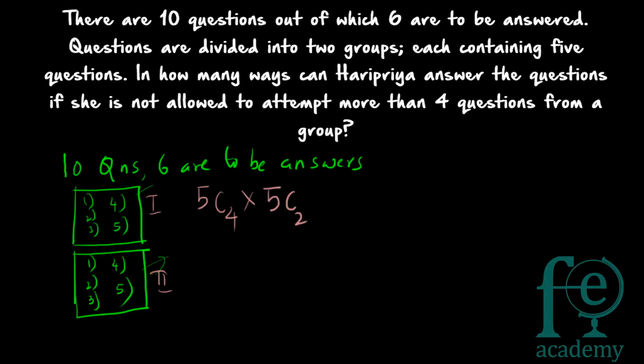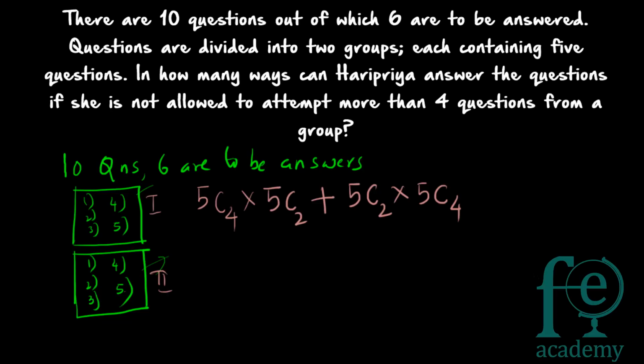Haripriya can answer 4 questions from the first group and 2 questions from the second group, or she can answer 2 questions from the first group and 4 questions from the second group. So how can it be done? "Or" is coming, so you will be having plus in between. She can select 2 questions from the first group, which can be done in 5C2 ways, and she can select 4 questions from the second group, which can be done in 5C4 ways.